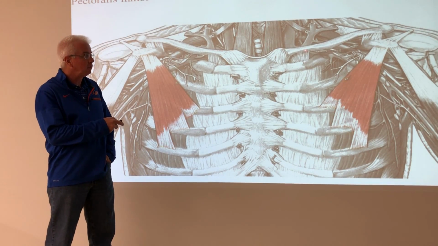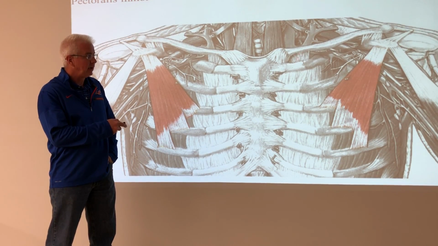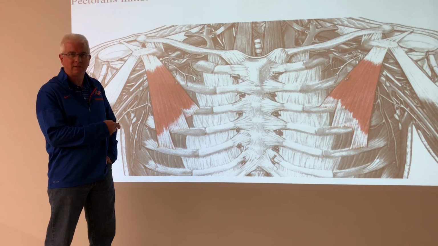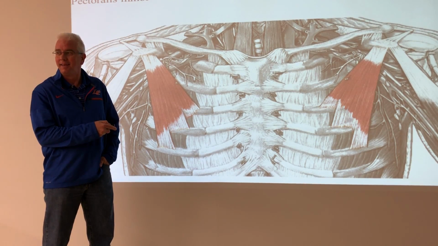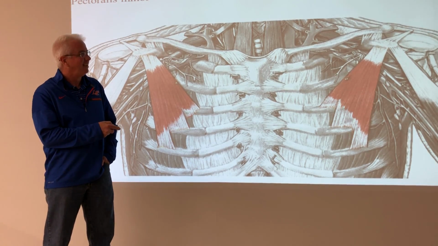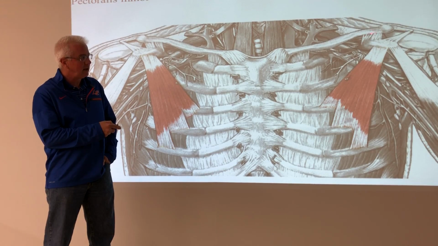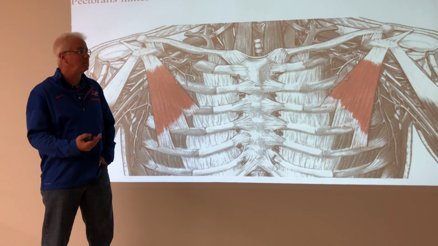So there's an attachment over on this side that attaches here to the first rib and the costal cartilage. We call this one the costal tuberosity. This one out here is called the conoid. C-O-N-O-I-D, the conoid tubercle. The conoid tubercle of the clavicle attaches to the coracoid. It is a suspension of the shoulder.